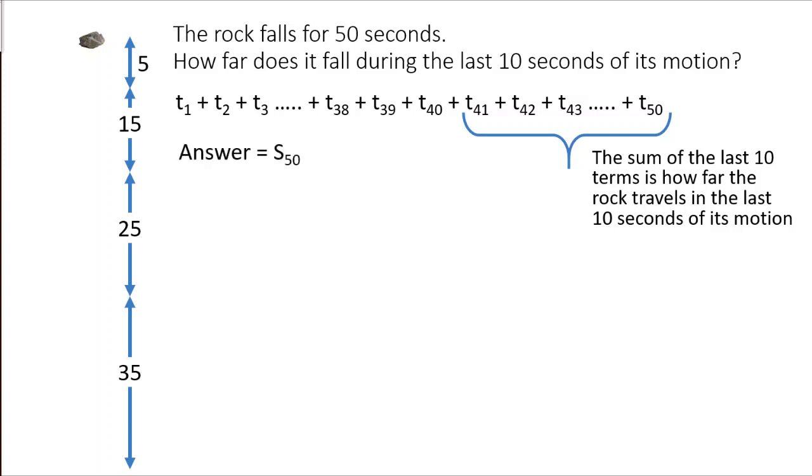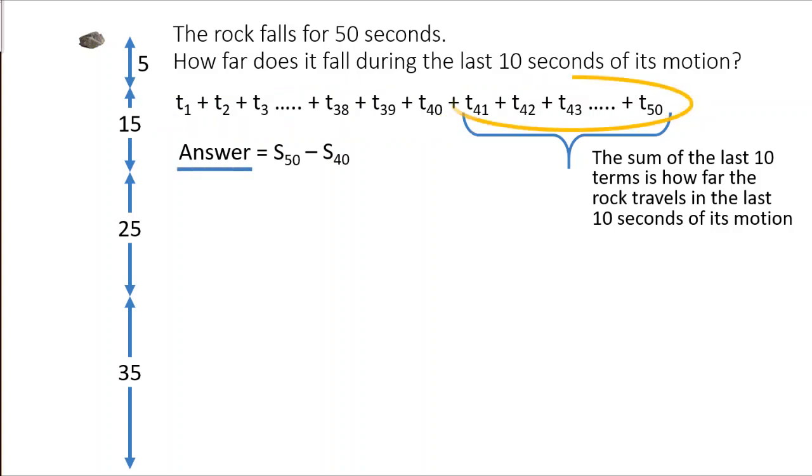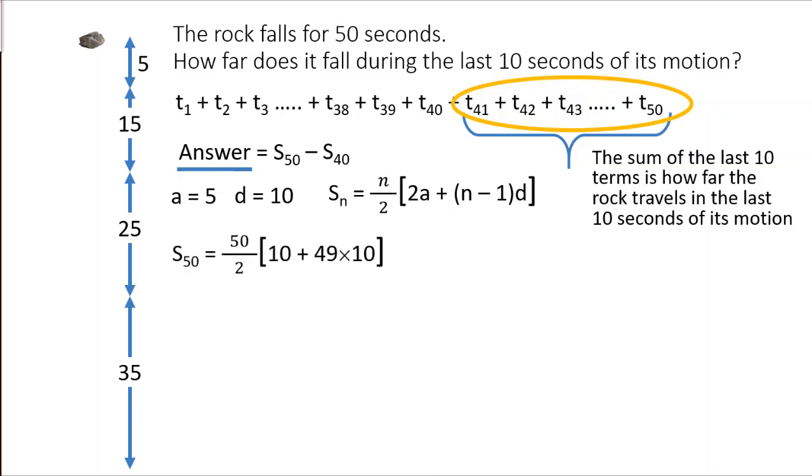So to get the answer, I'm going to get the sum of all 50 terms and minus from that the sum of the first 40 terms. And yes, that'll give me the answer. Now a equals 5, d equals 10, and that's the formula for the sum that I'm going to use. I'm going to work out the sum of the 50 terms, all the terms, where n equals 50, and I end up getting 12,500. That's the sum of all 50 terms. That's the total distance the rock falls.